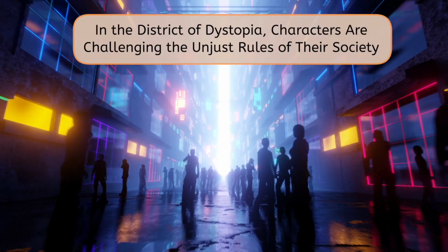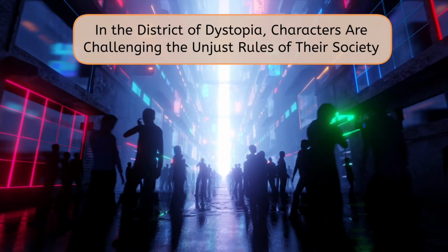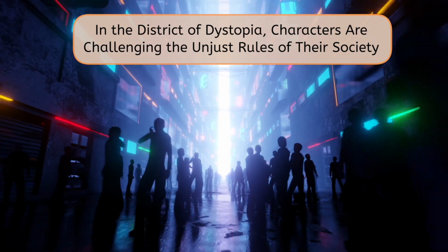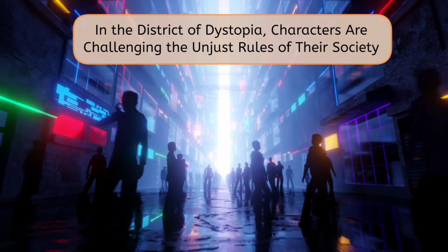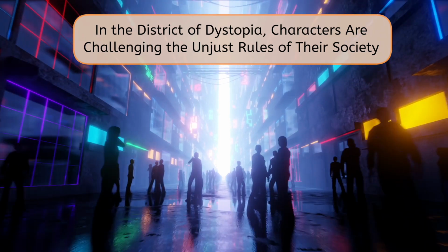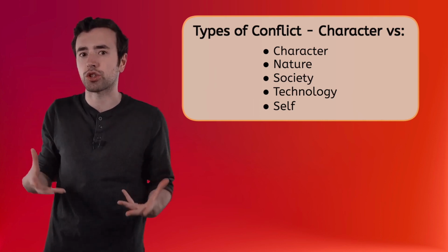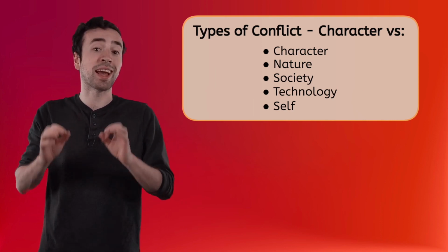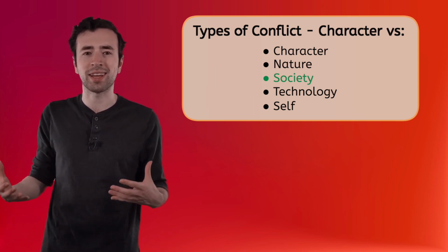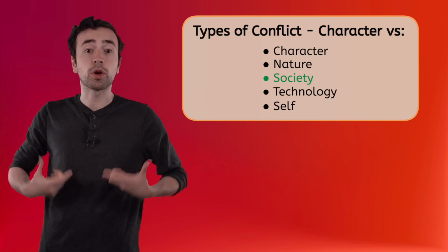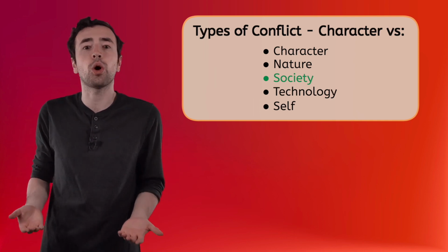In the district of dystopia, characters are challenging the unjust rules of their society. The tension is thick as they rally for change. What type of conflict do you see here? Well, government is a part of the structure of society, so I'm definitely seeing a character versus society conflict here. Even though the characters aren't fighting against specific people, their conflict with society is full of suspense and helps us to understand the author's message.